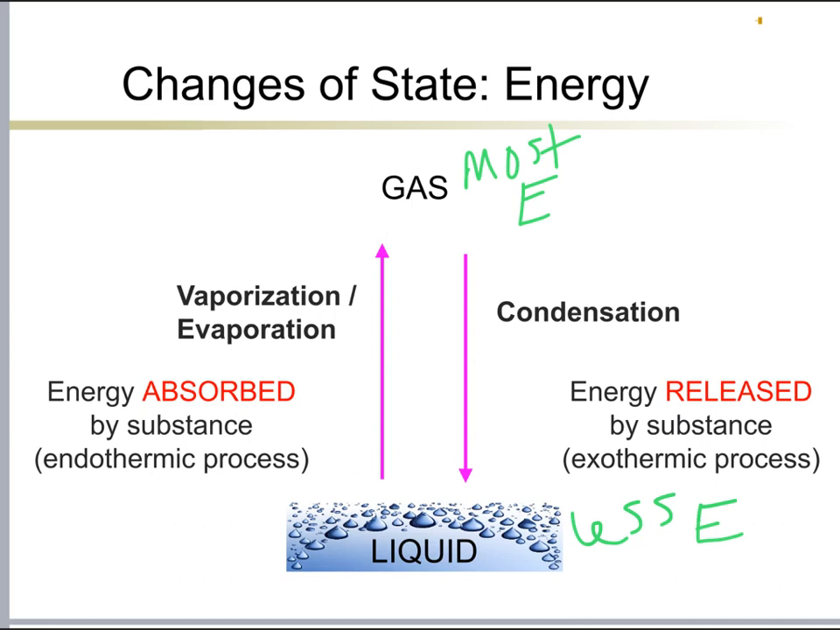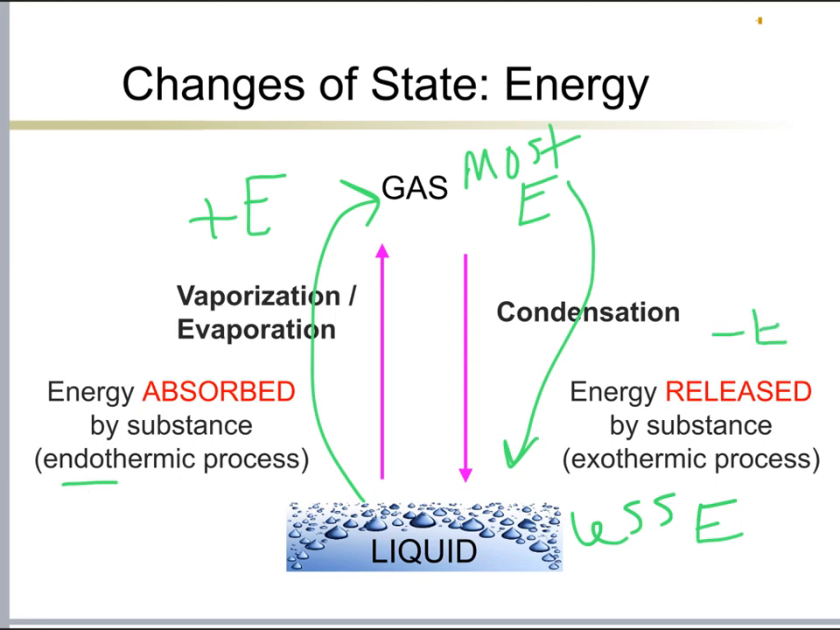So if we're looking at the liquid turning into the gas, would it need to gain or lose energy? Going from less energy to more energy, it would need to gain energy. So that would be an endothermic process where the energy is absorbed. In order for the gas to turn back into the liquid, it would need to lose energy to go from the most energy down to less energy. And that's exothermic, where the energy is released.